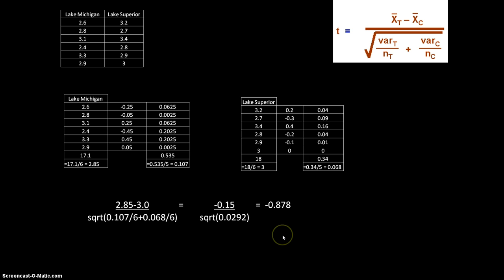And remember, that negative is unimportant, because all it means is that we happen to pick Lake Michigan to go first. If we had picked Lake Superior to go first, that would have been a positive value. So that gives you your value of t. You then need to use your degrees of freedom, which in this case, since we've got n equals 6 here and n equals 6 here, degrees of freedom is the two n's minus 2, so we would have 10 degrees of freedom, and then you would go look up what your p-value is in a t-table.